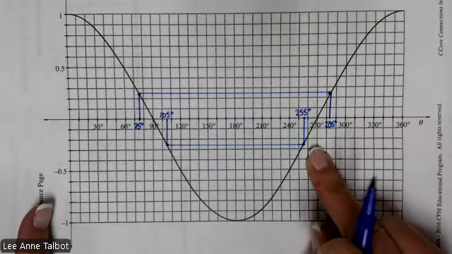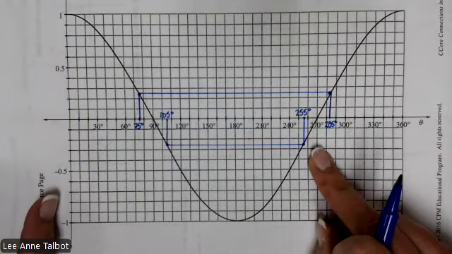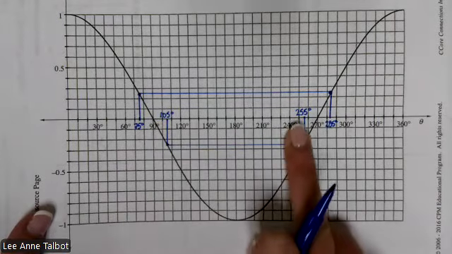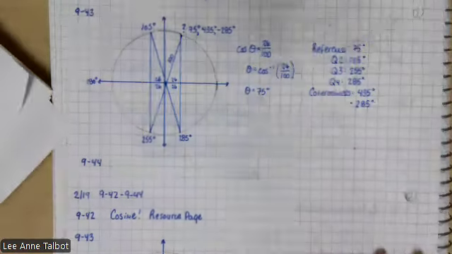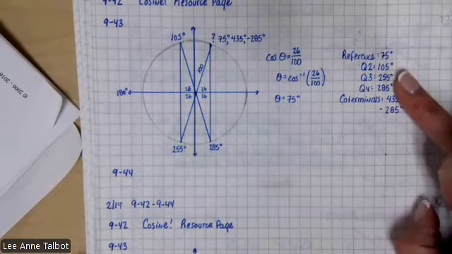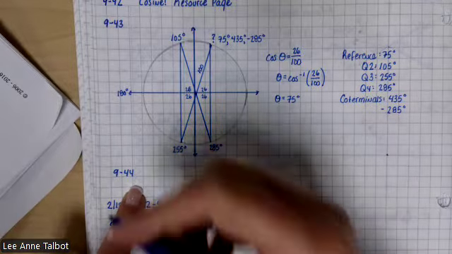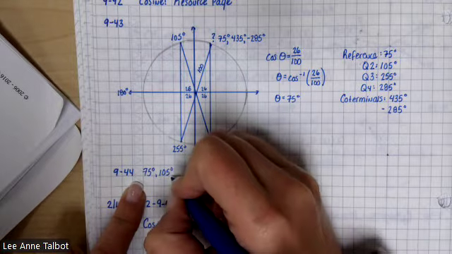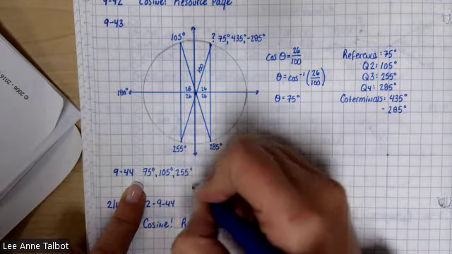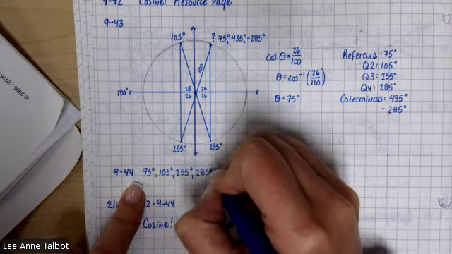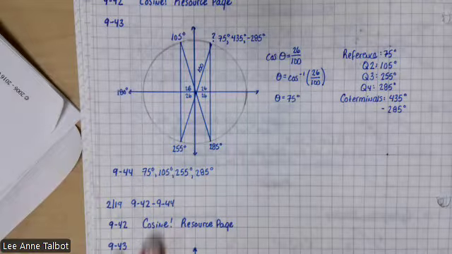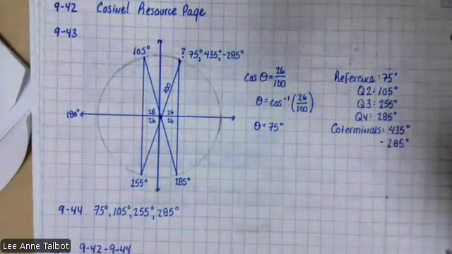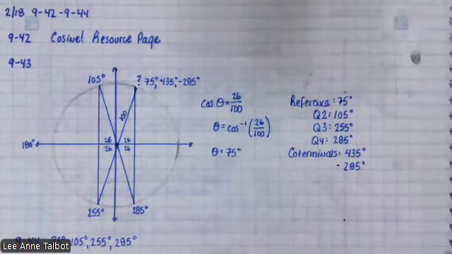Okay, so all we are going to do when we go back to our notebook where it says 9-44 is list these out. So 75, 105, 255, 285, which is not really shocking because we already got that up here, but the link is between the unit circle and the wave. So 75, 105, 255, 285. Okay, you do not write this. This is for my next class. Right, that's the end of the notebook.